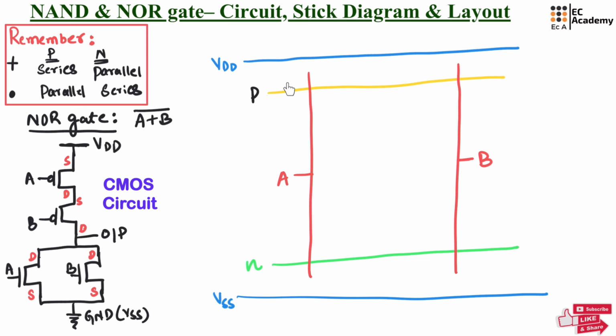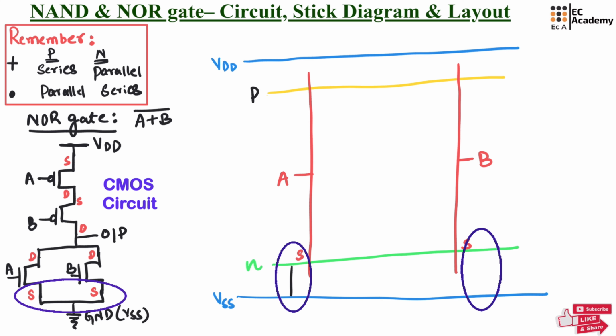Now in this stick diagram, this region represents the PMOS with input A, this region represents PMOS with input B. This region represents NMOS with input A, and this region represents NMOS with input B. Source terminal of both NMOS are connected to VSS, which is ground. Let us take source terminal of both NMOS and let us connect it to the ground using contact.